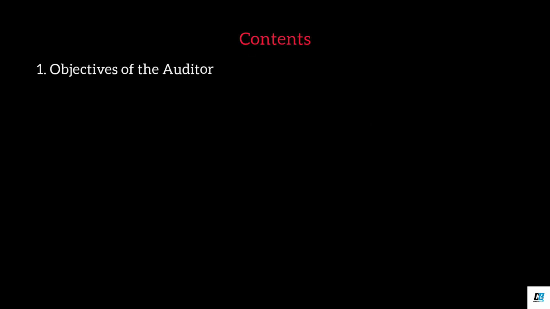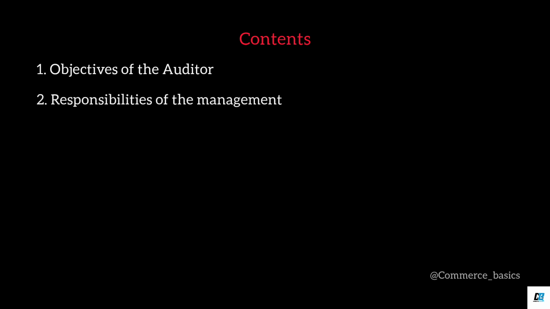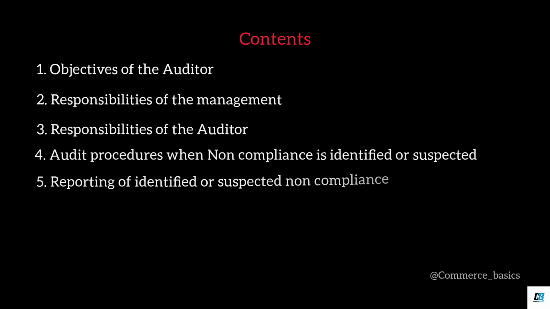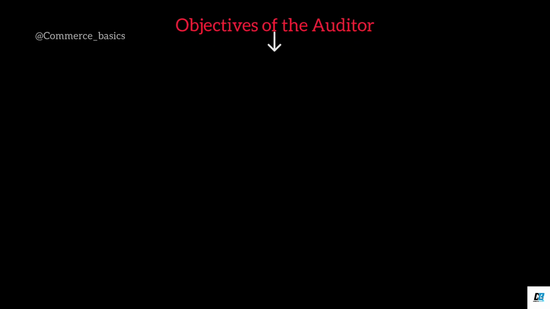So the first thing which we are going to learn is the objectives of the auditor, and the second one is responsibilities of the management. Third is responsibilities of the auditor. Fourth is audit procedures when non-compliance is identified or suspected, and the fifth one is reporting of identified or suspected non-compliance, and the final one is documentation. Let's see what are the objectives of the auditor.